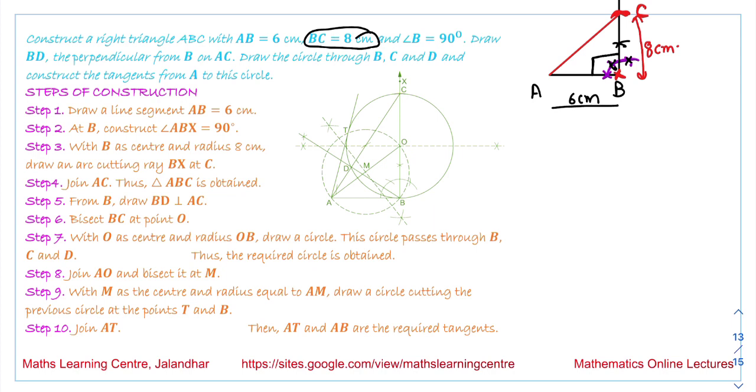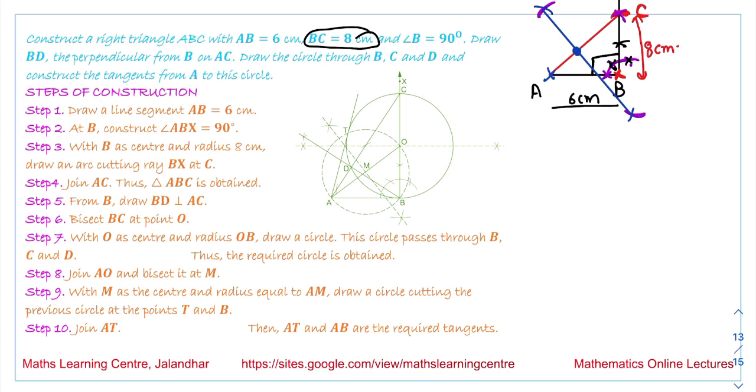Now next we have to draw the perpendicular on AC from the point B. To do this construction, we are going to draw the perpendicular bisector of AC first. We keep the compass at C and mark two arcs. Then we keep the compass at A and mark two arcs, and we join these two points and obtain this line, which is the perpendicular bisector of AC.